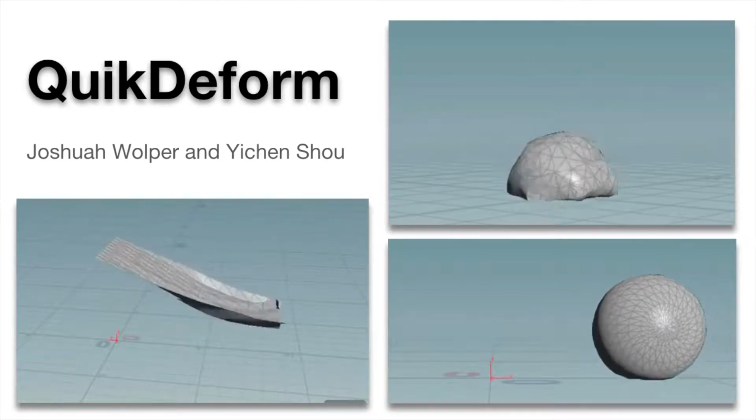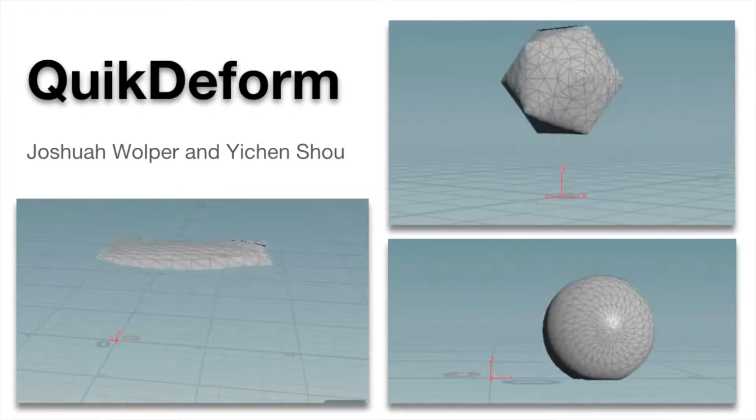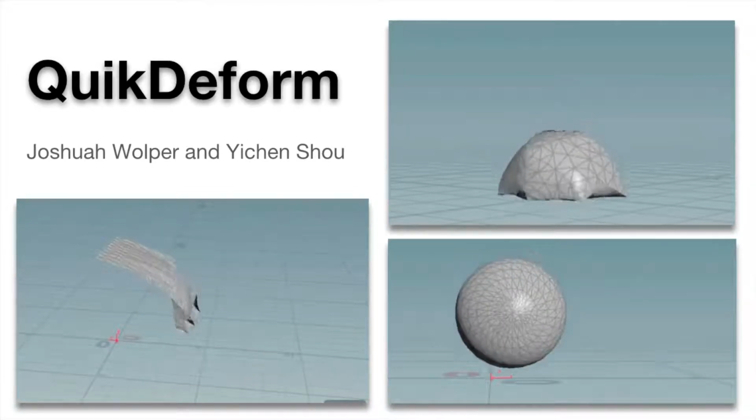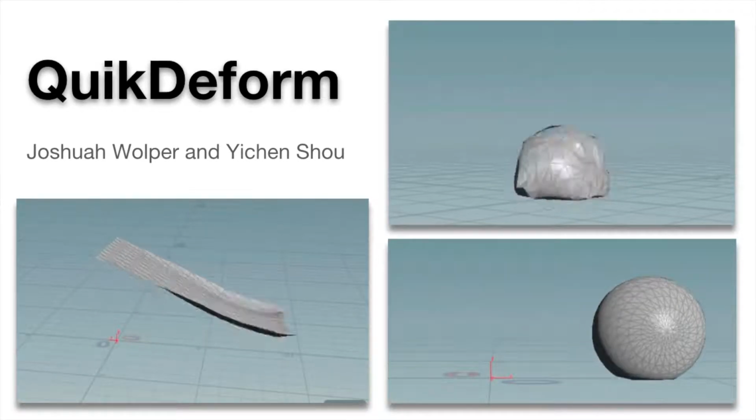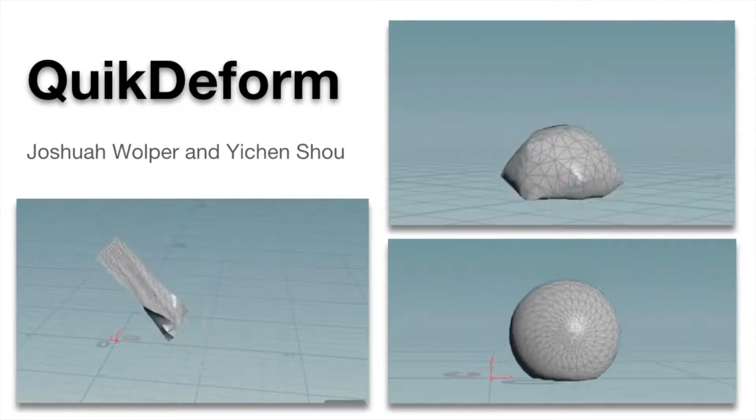We present QuikDeform, a robust and relatively fast Maya plugin for physically based animation. As you can see, QuikDeform works well for giving elastically deformable behavior to both volumetric meshes and thin shells.